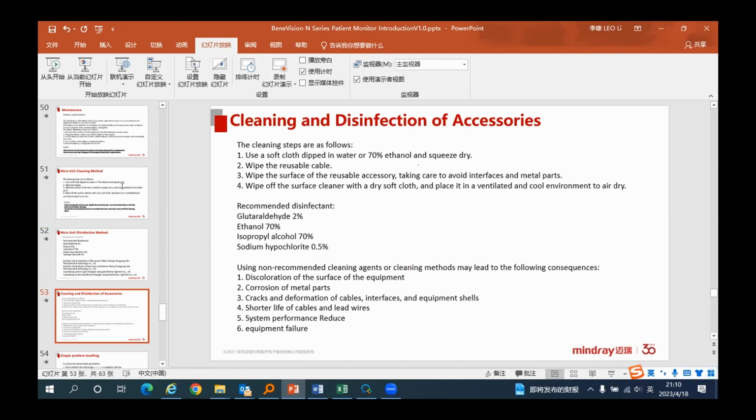The cleaning and disinfection of the accessories is similar. We use water and 70% ethanol. And the disinfectants are also similar. You can find it in the operator's manual.